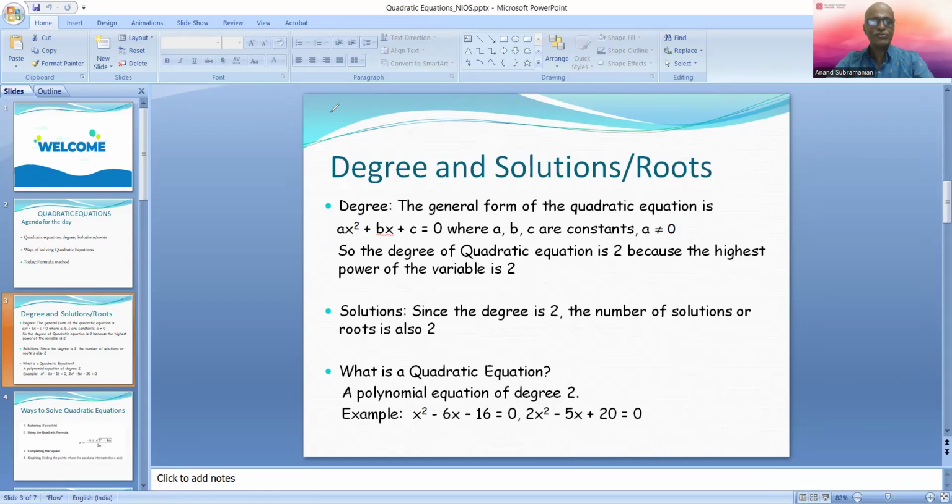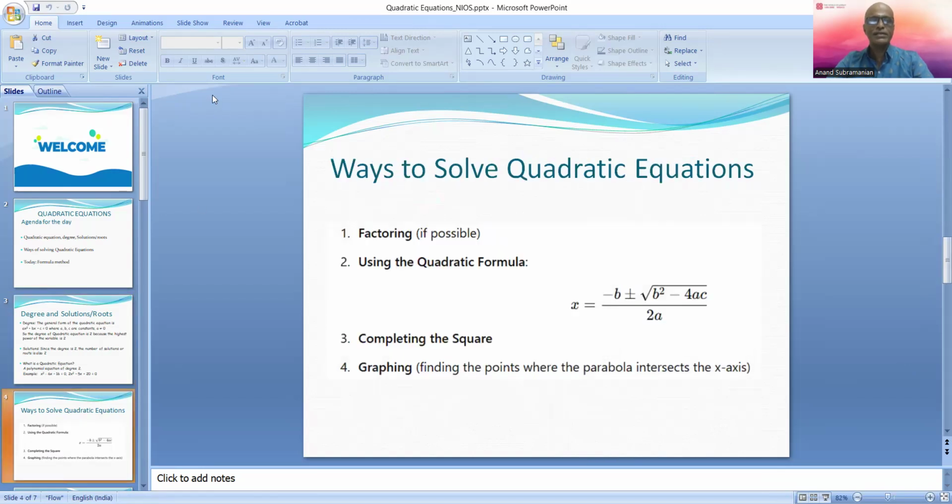Ways to solve quadratic equations: factoring, completing the square, graphing. We'll do those in the coming sessions. We'll see the quadratic formula today. For any quadratic equation given, you can easily use the formula method, but using the other methods will be difficult. You cannot solve all equations by all the methods, but with the formula you can solve any equation you have.